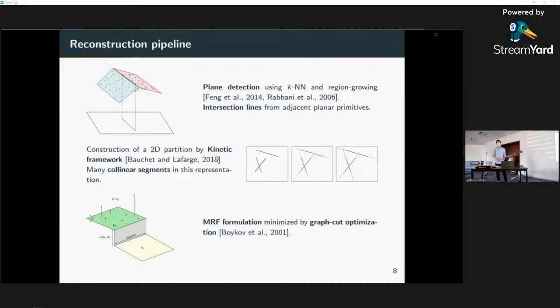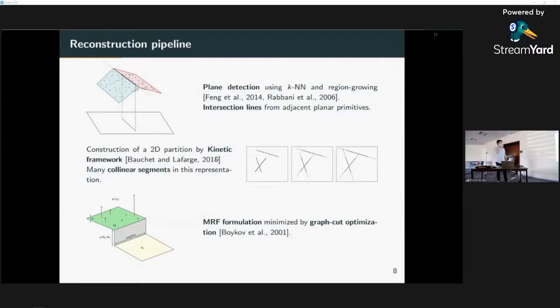Once we have all those two-dimensional segments, we are interested in getting a two-dimensional partition. One idea could be to compute all the intersections of the lines supported by the 2D segments. However, this would lead to way too many intersections. So instead, we use a kinetic approach, which is basically a set of rules that define which segments should be extended and which should be stopped. This gives us a 2D partition that is a lot sparser than if we were to calculate all the intersections. Note that in this representation, we have a lot of collinear segments. And this will be important to the method we'll describe.